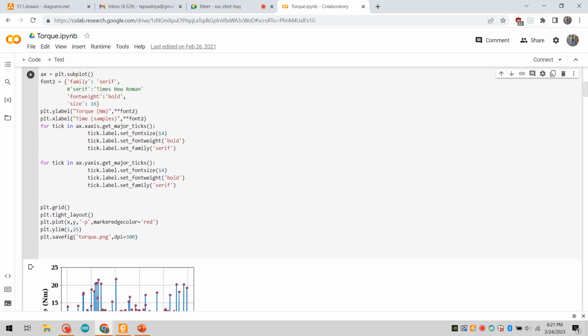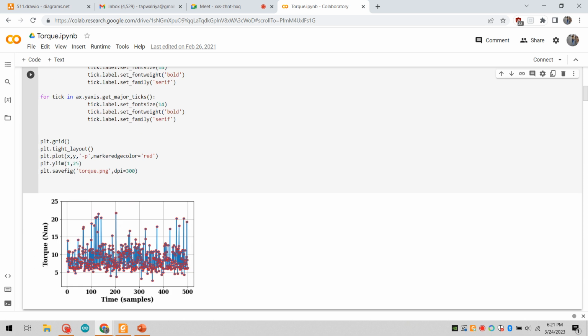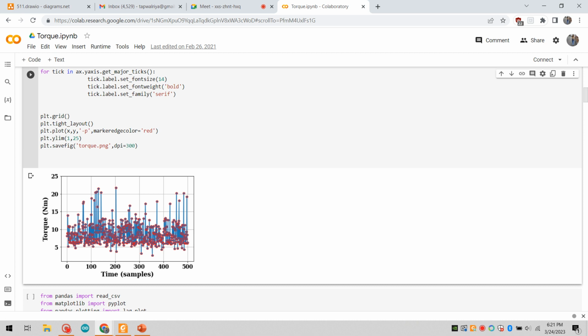Now I have used a for loop in order to mention these labels, that is 5, 10, 15. For each label I want the font size to be 40, it should be bold, and the family should be serif. So for all the ticks I have used this for loop, and after that in order to put the grids into your plot, I have used the grid function. The layout should be tight.